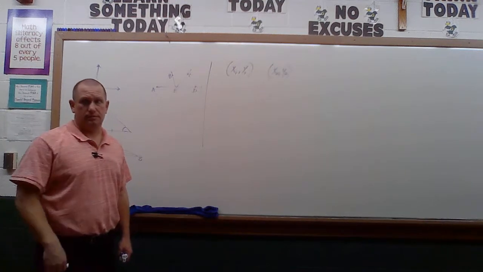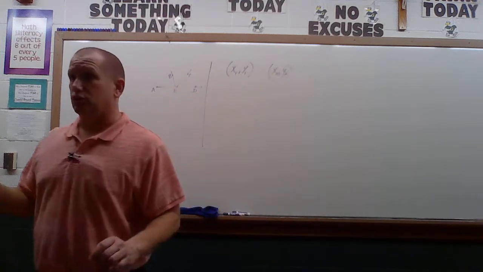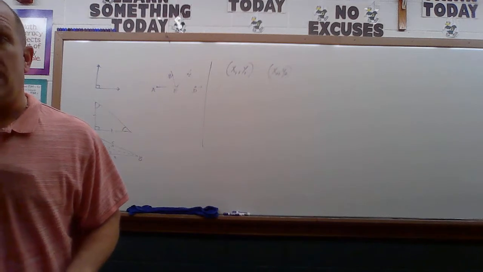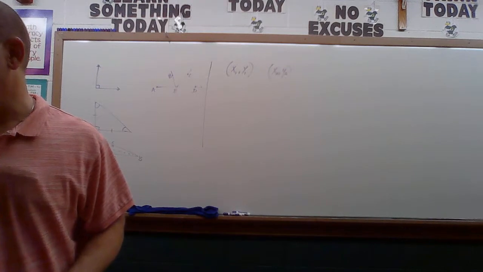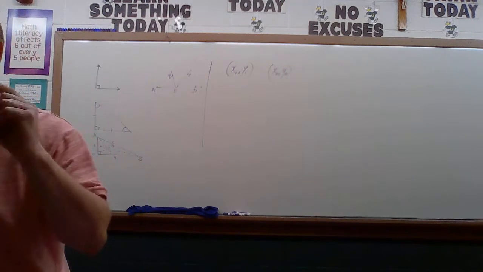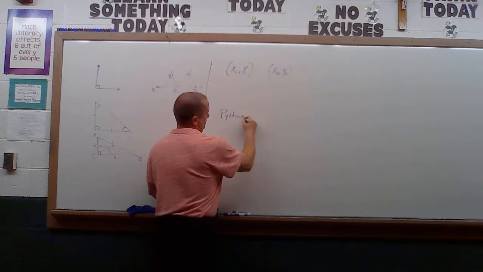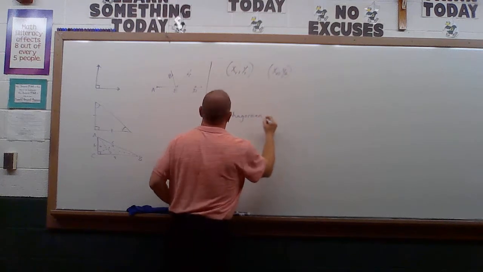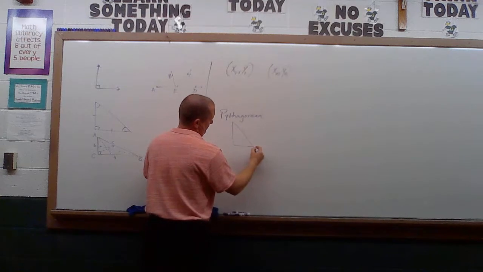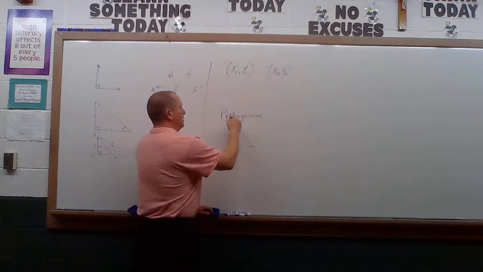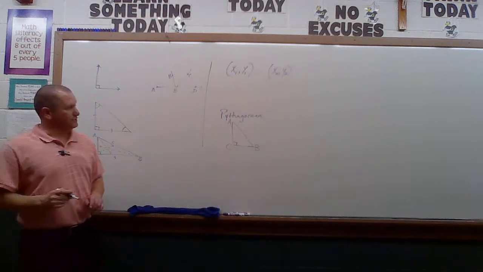Let's concentrate. Let's go back to when would I use the Pythagorean theorem? With a what? A right triangle. I can only use the Pythagorean theorem with a right triangle. If I draw a triangle like this and put my right angle, I have capital A up here, capital B down here, and capital C here. What is my Pythagorean theorem?